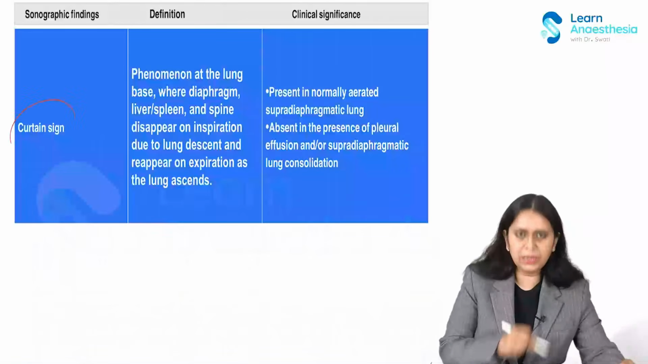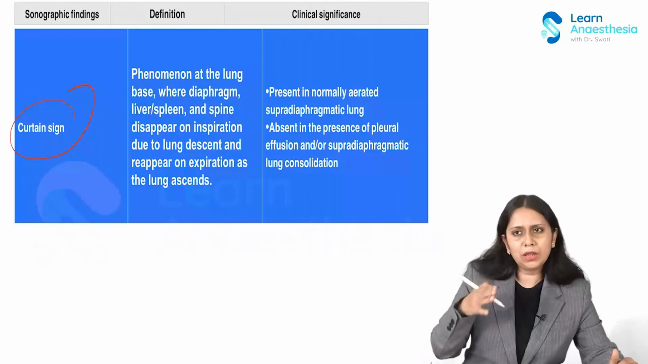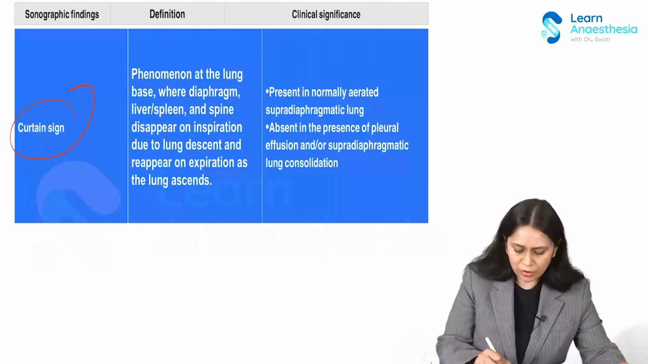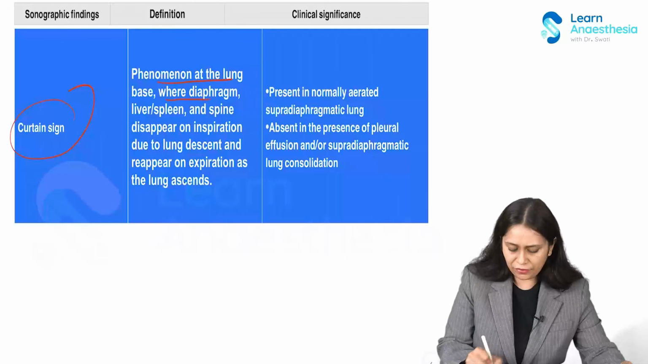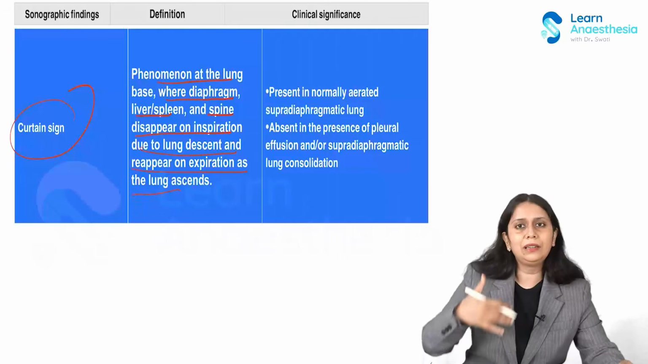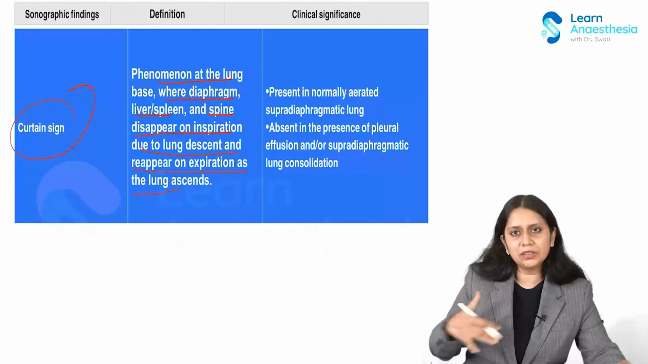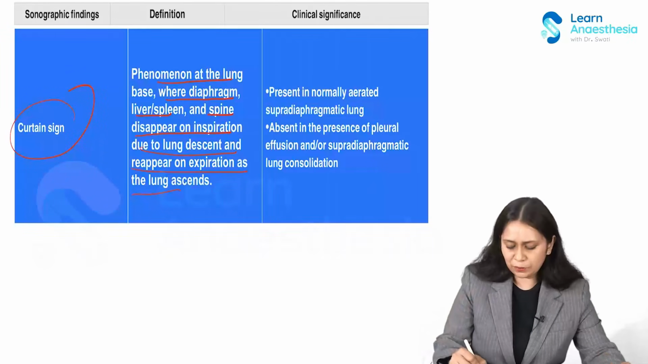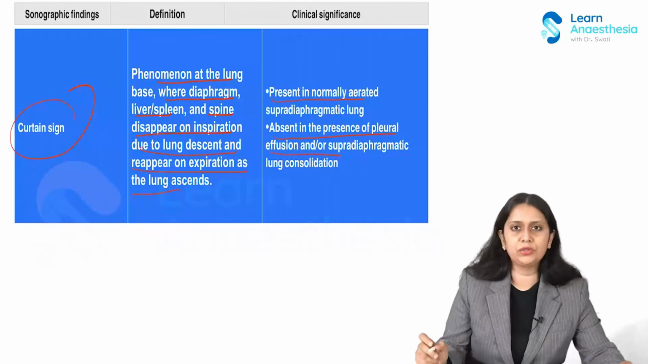Then there is something called curtain sign. When we inspire and expire, some curtain-like thing is seen, where some structures are visible and then go away. It is a phenomenon at the lung base where the diaphragm, liver, spleen and spine disappear on inspiration due to lung descent and reappear on expiration due to lung ascent. So when the lung descends, these structures are not seen, and when the lung ascends during expiration, the structures are seen. So it's a curtain sign. This is present in normally aerated lung, and it would be absent in pleural effusion.